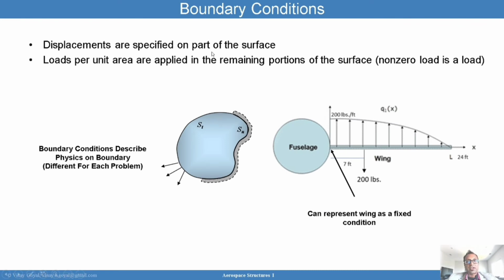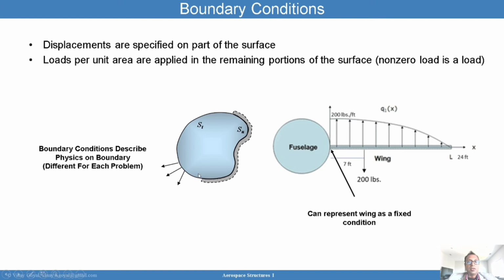Displacements are specified on part of the surface in some cases, and those represent boundary conditions. If I specify these deflections in the surface, then I am fixing those deflections, and so now I have what we call kinematic boundary conditions. In this case, the fuselage could serve as a boundary condition to this wing, and the wing is basically fixed to that fuselage. And in this case, this condition here is a displacement boundary condition that has been applied.